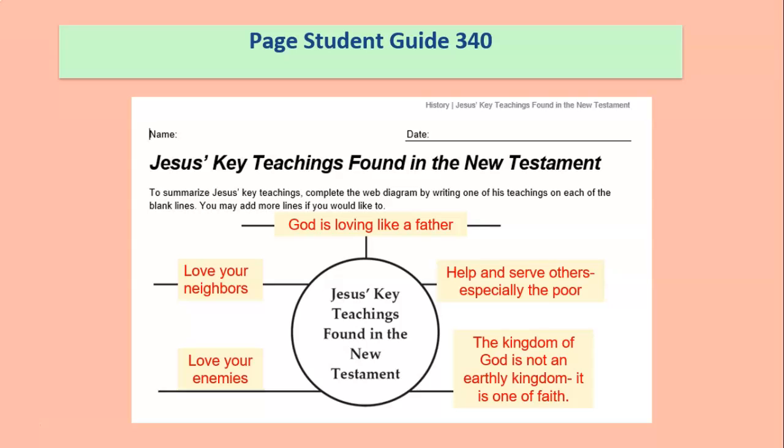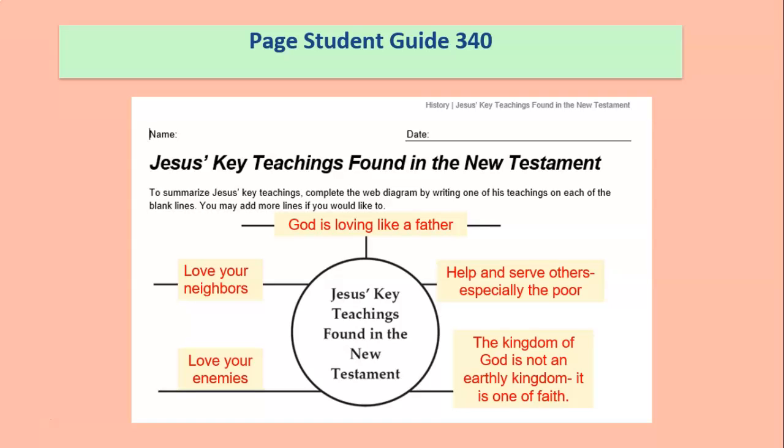And here we turn to page 340 in your student guide. You'll find a little picture there with a circle and little points coming out from it. So to summarize Jesus's key teachings, there's a web diagram here. And you can put your own thoughts there, or you can use the ones that I have here.